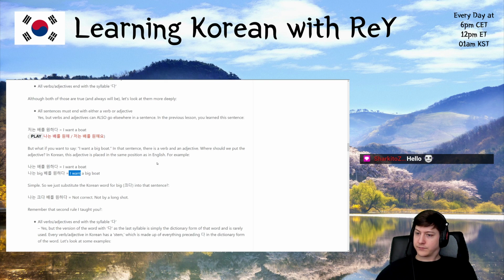It's placed in the same position as in English. I, big boat, want. So the order of the different parts of the sentence structure is the same. That's good. You just add the adjective in front of the noun. Very good. Simple. So we just substitute the Korean word for big, keuda, into the sentence. There's a question mark here.